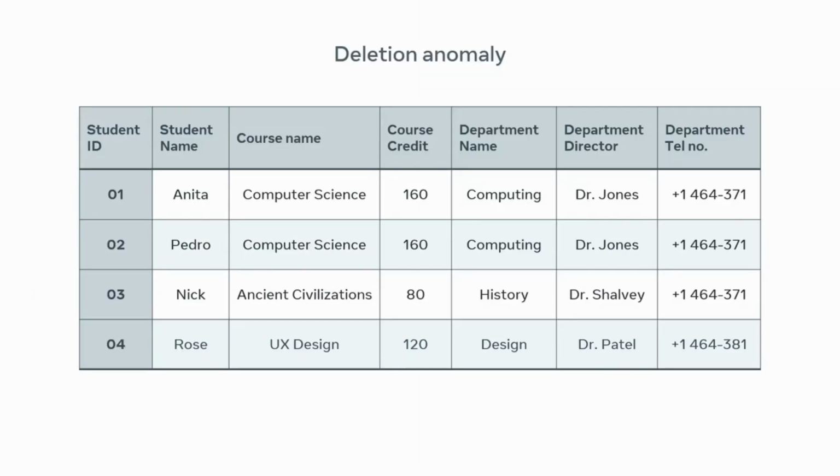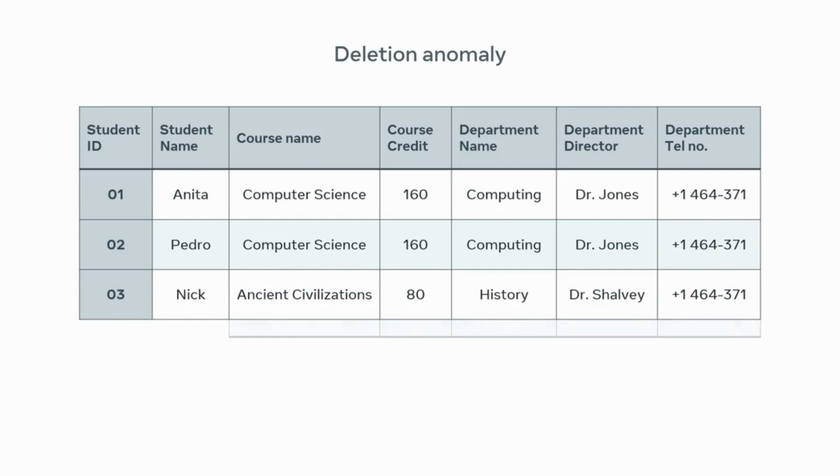For example, Rose, the student assigned the ID of 4, has decided to leave her course. So I need to delete her data. But deleting Rose's data results in the loss of the records for the design department as they're dependent on Rose and her ID. This is an example of the deletion anomaly problem. Removing one instance of a record of data causes the deletion of other records.